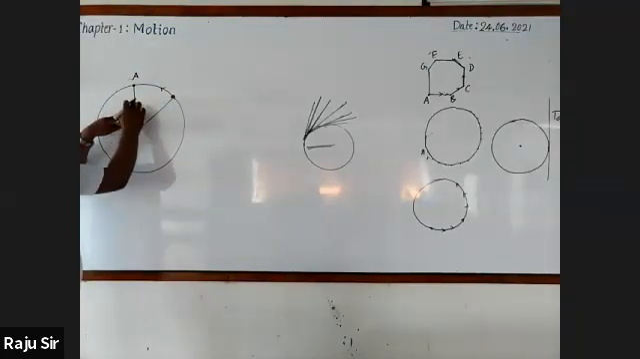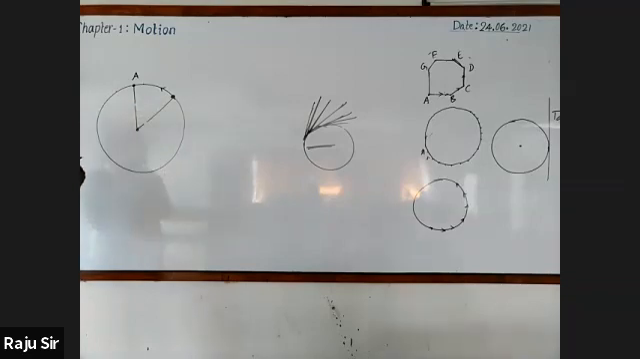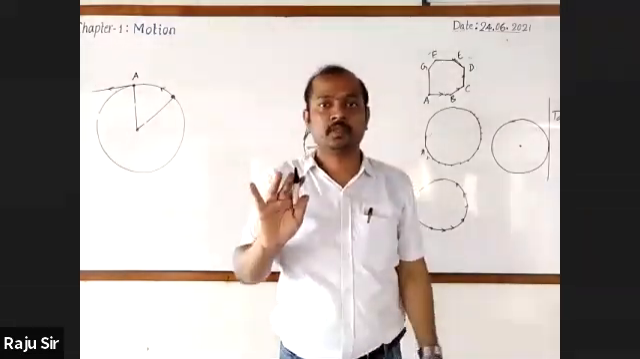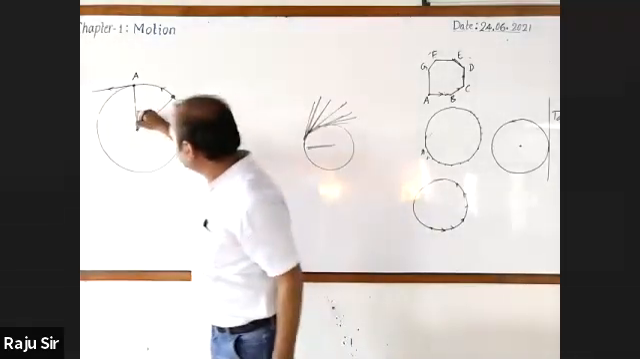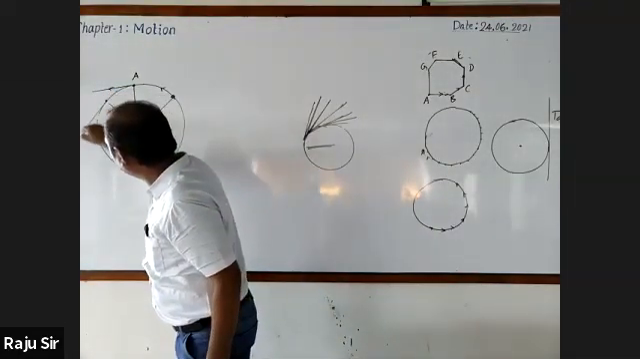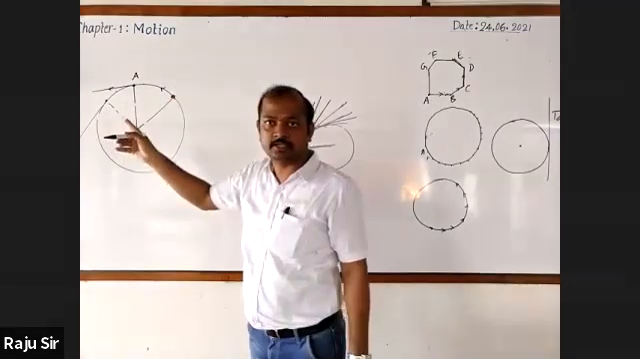When it comes to position A, the thread is broken. When the thread is broken, now the stone moves in this direction. This is what we say tangential direction. Clear? If the stone comes to this point, it moves in this tangential direction.